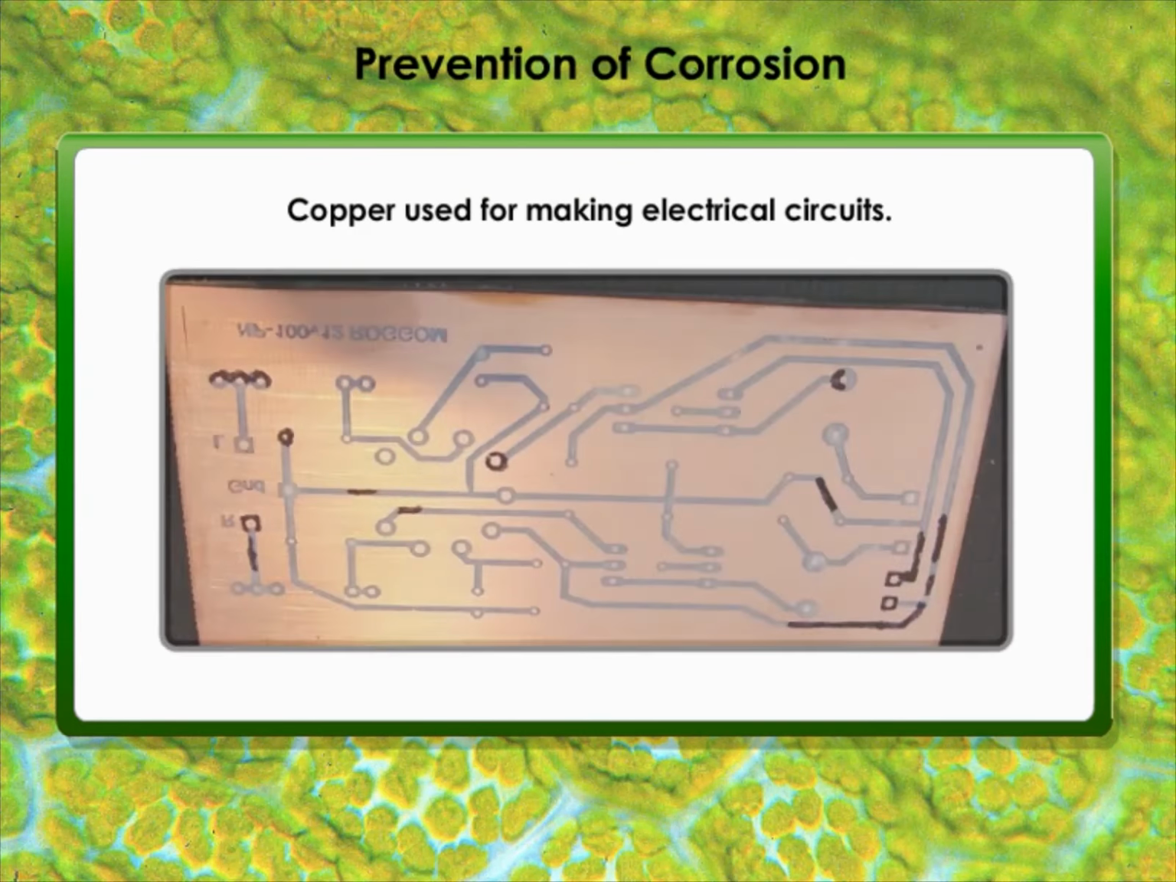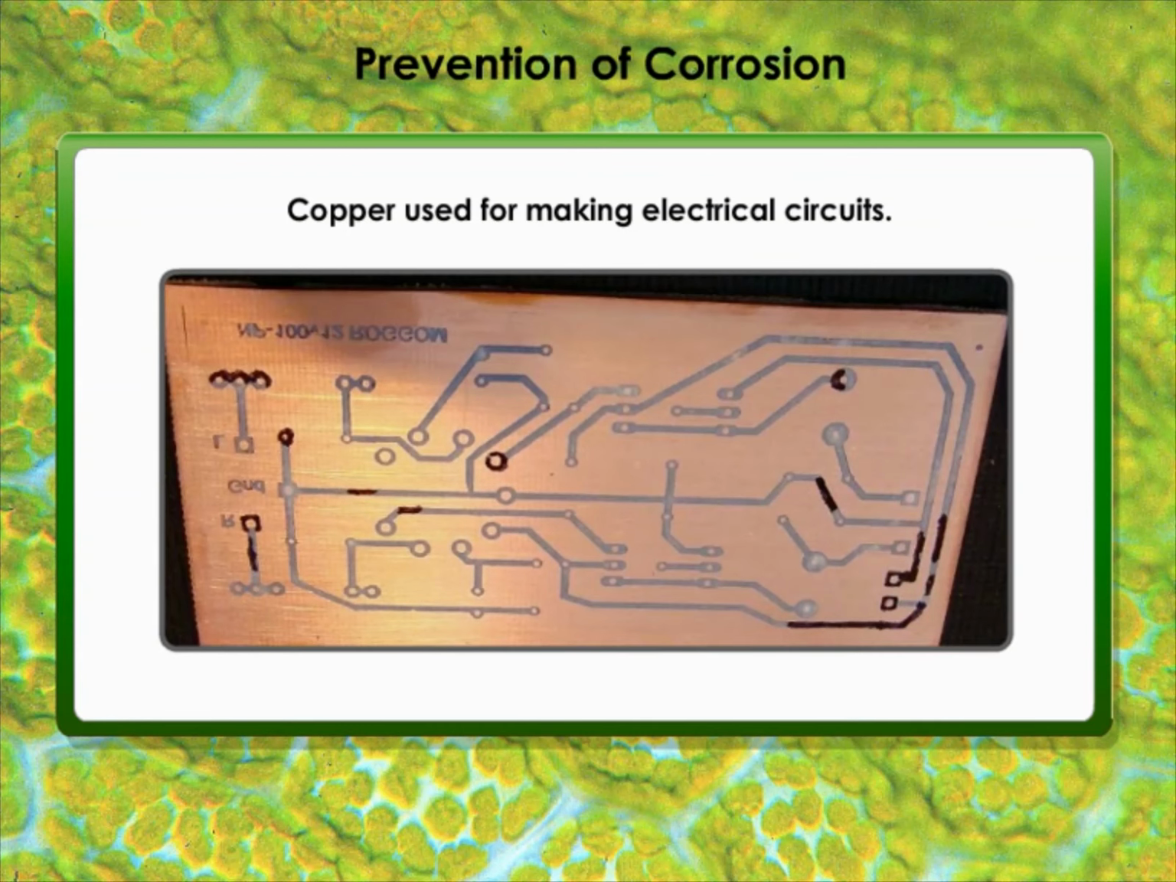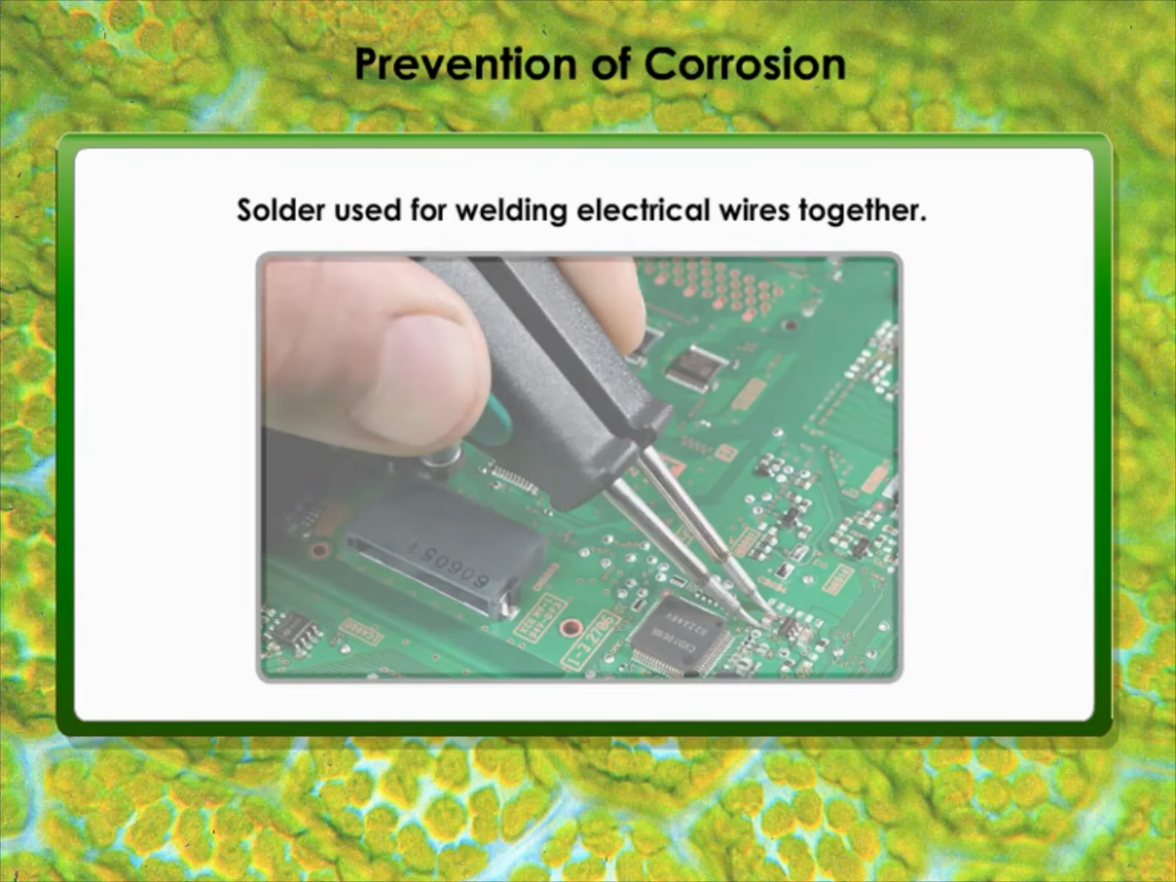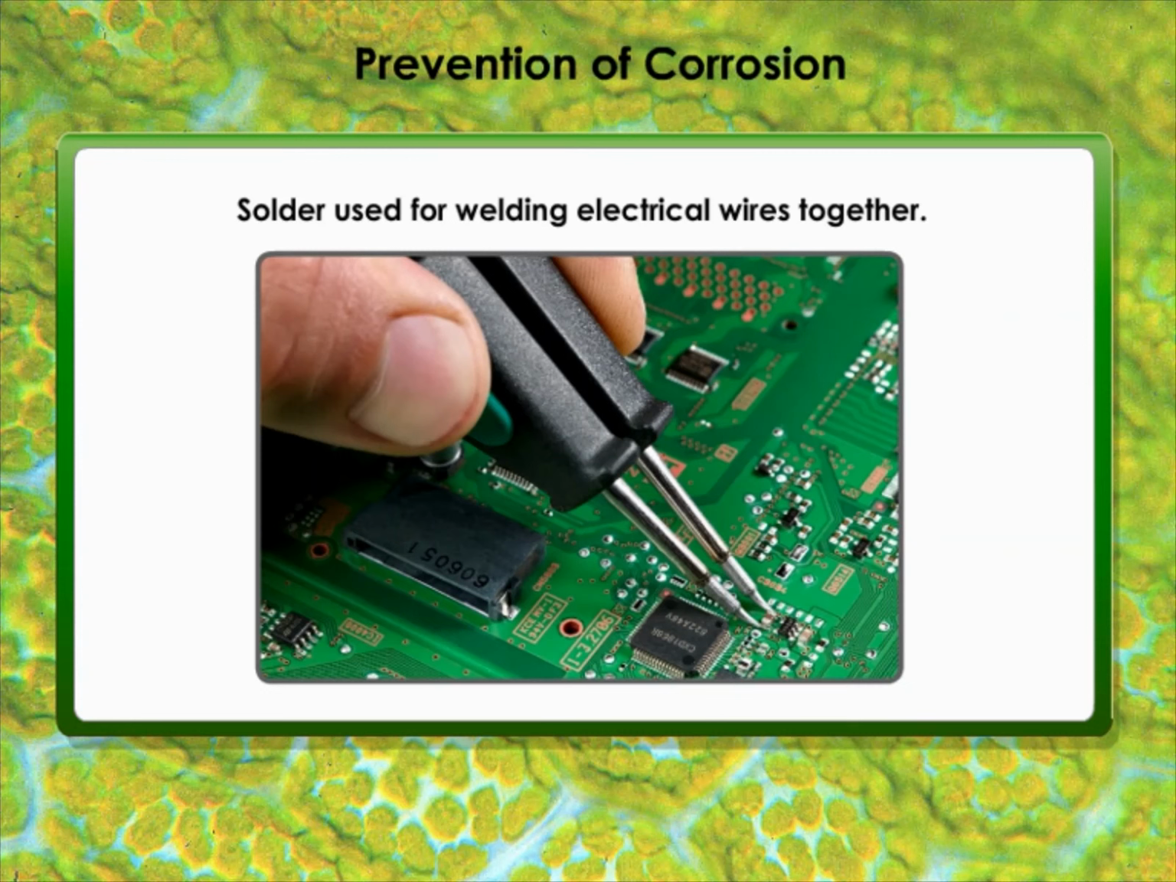If one of the metals is mercury, then the alloy is known as an amalgam. The electrical conductivity and melting point of an alloy is less than that of pure metals. For example, brass, an alloy of copper and zinc, Cu and Zn, and bronze, an alloy of copper and tin, Cu and Sn, are not good conductors of electricity, whereas copper is used for making electrical circuits. Solder, an alloy of lead and tin, Pb and Sn, has a low melting point and is used for welding electrical wires together.